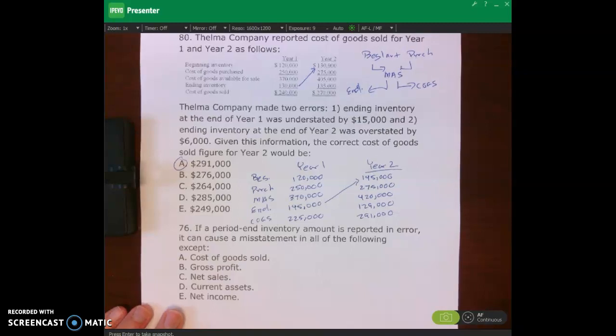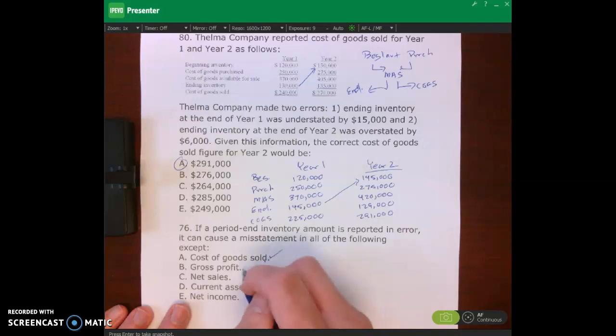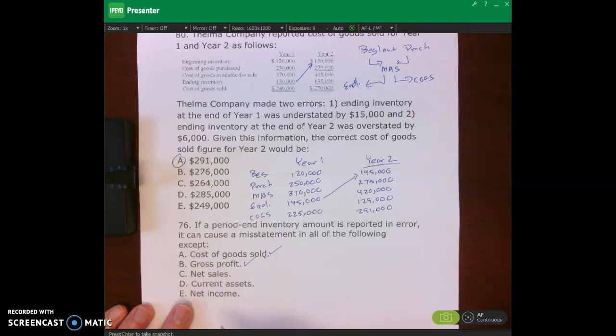So if we look over here, let's look at number 76. If a period end inventory account is reported in error, it can cause a misstatement in all the following except, yes, cost of goods sold. We've talked about that. If cost of goods sold is wrong, that means gross profit is wrong, because remember, gross profit is net sales minus cost of goods sold. Current assets, yes, because that could either overstate or understate your inventory count, and your inventory goes into your current assets because merchandise inventory is classified as a current asset. And if cost of goods sold affects gross profit, and then gross profit flows into net income, yes, it can screw up net income.